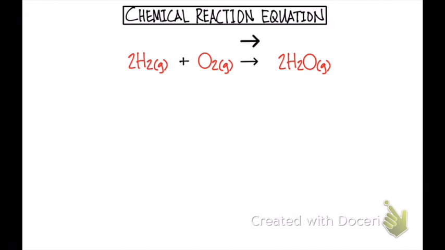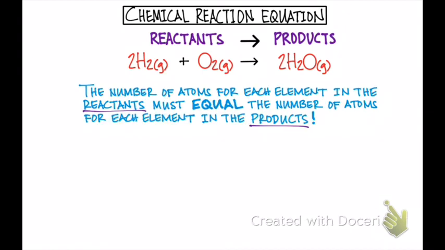Any compounds on the left-hand side of the arrow are called the reactants, and the ones to the right are called the products. In every chemical reaction equation such as this, it's very important that the number of atoms for each element in the reactants must equal the number of atoms for each element in the products. In other words, the equation has to be balanced.